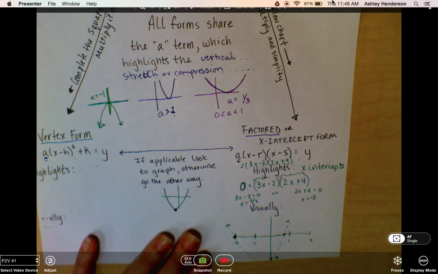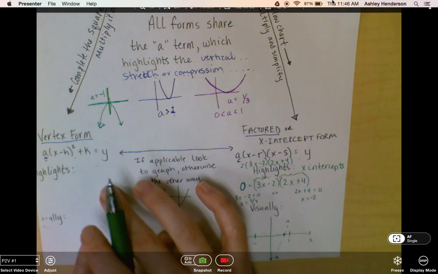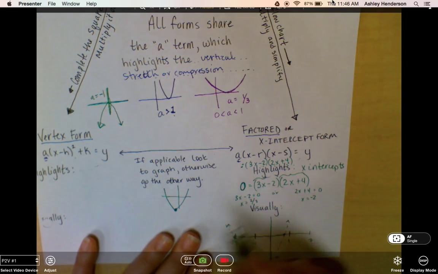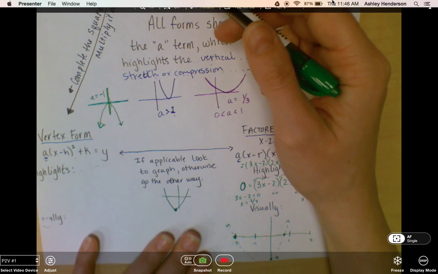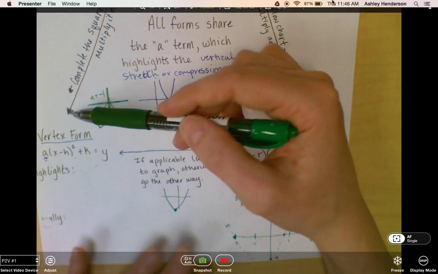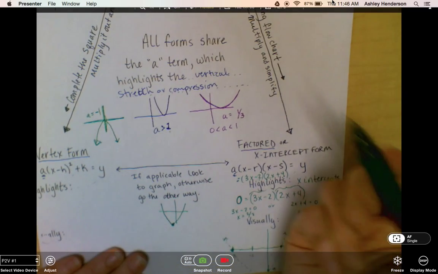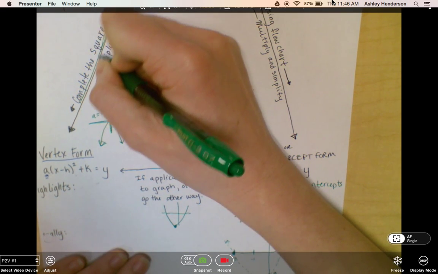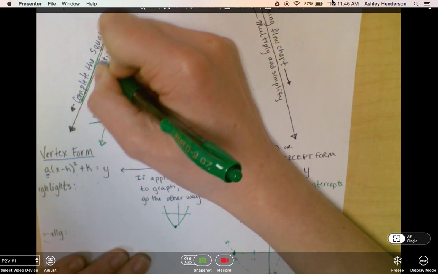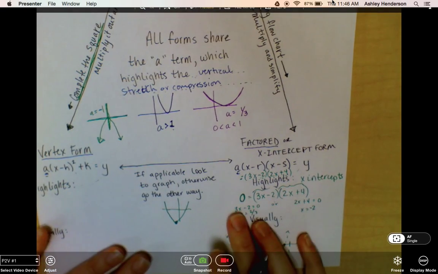If you look at the video on how to go back and forth between here and here, there are some different strategies we can take, which we'll review later. But for now, we're just going to say, how do I go from standard to vertex, which is what we've been working on for the last couple weeks, which is completing the square, and I'll do that in our next video also, as an example of what we've been doing.